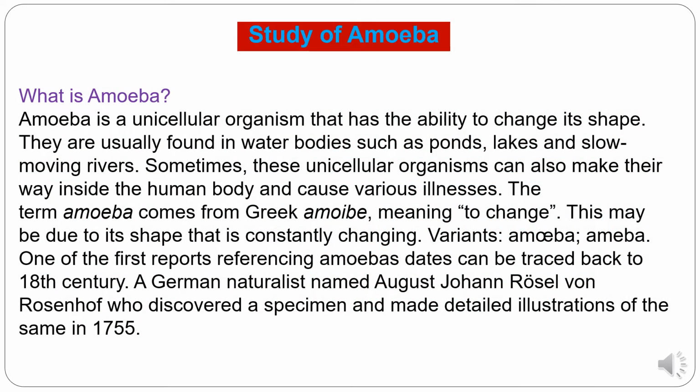Let's come to know what is amoeba. Amoeba is a unicellular organism that has the ability to change its shape. They are usually found in water bodies such as ponds, lakes, and slow-moving rivers. Sometimes these unicellular organisms can also make their way inside the human body and cause various illnesses.